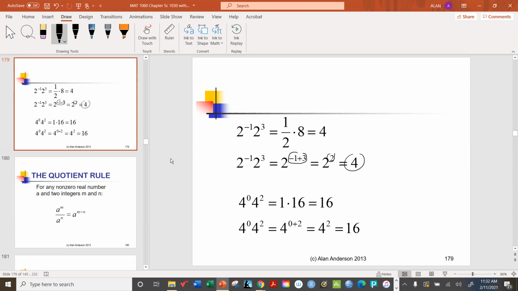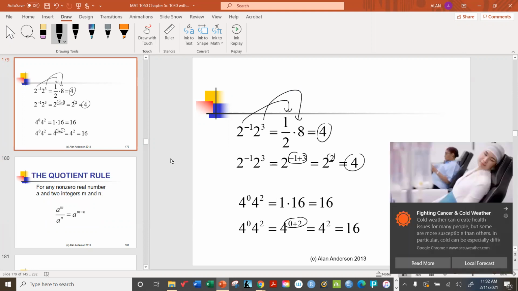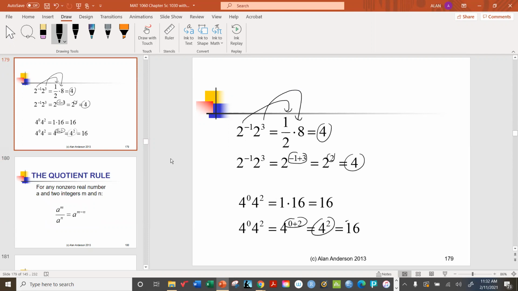But up here, of course, I don't have to do that. I've chosen to evaluate each one separately, and I still end up with 4. Down here, the 0, of course, means that the exponent is just 2, which is 4 squared or 16. Down here, we recognize that 4 to the 0 power is 1. This is 16, and so the product has to be 16.